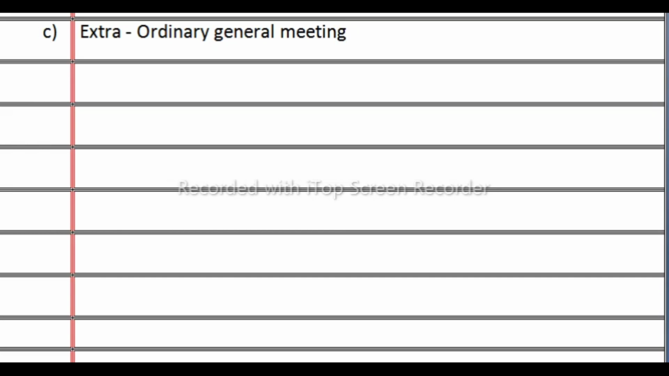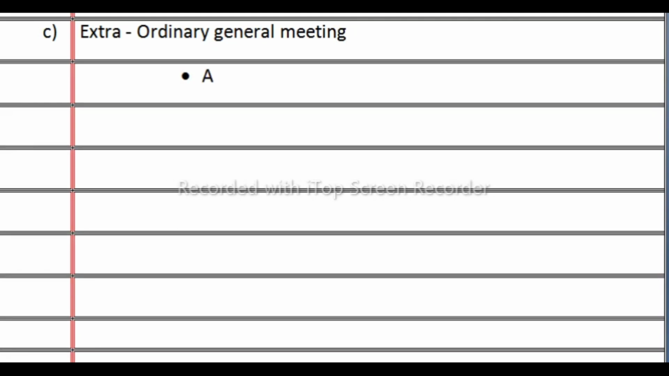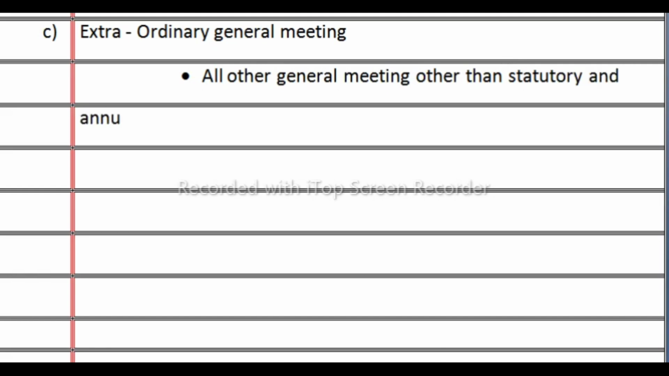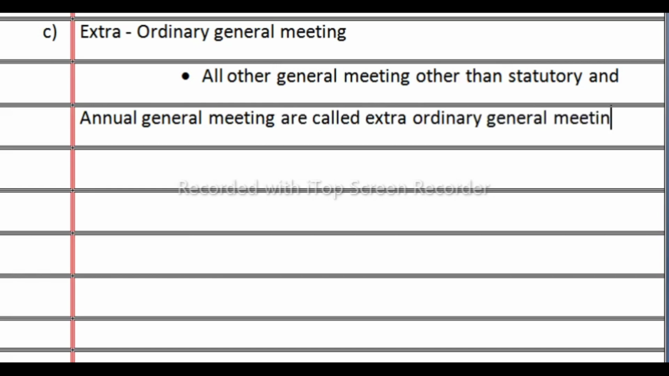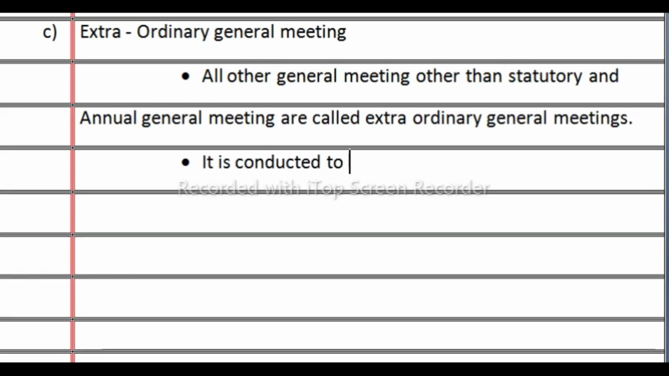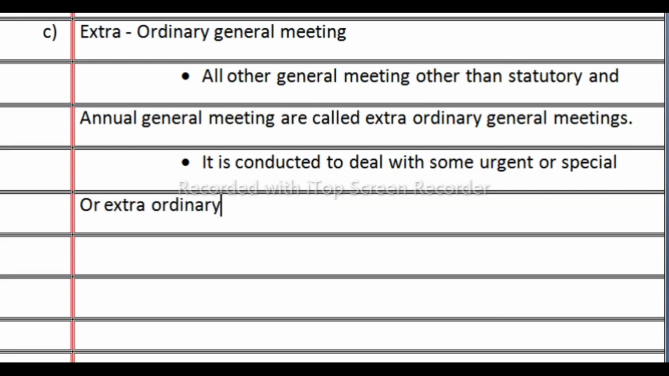Next, let's look at the extraordinary general meeting. This meeting is also held for the shareholders, and all other meetings except the statutory and the annual general meeting are called extraordinary general meetings. From the name itself we can tell that business which requires urgent or special attention, business of an extraordinary nature, will be transacted in an extraordinary general meeting.